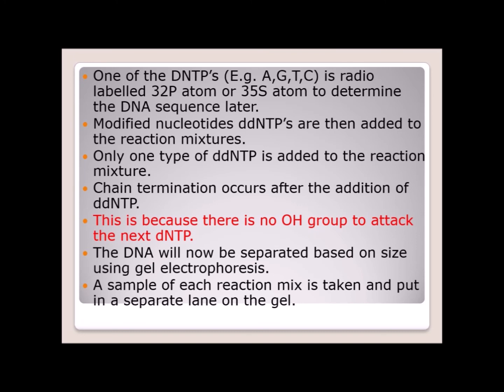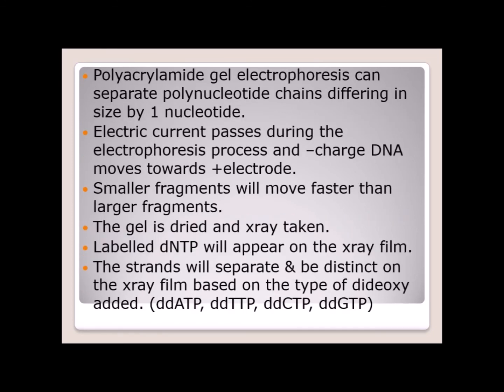Only one type of ddNTP is added to each reaction mixture. Chain termination occurs after the addition of ddNTP. This is because there is no OH group to attack the next dNTP. The DNA will now be separated based on size using gel electrophoresis. A sample of each reaction mix is taken and put in a separate lane on the gel.